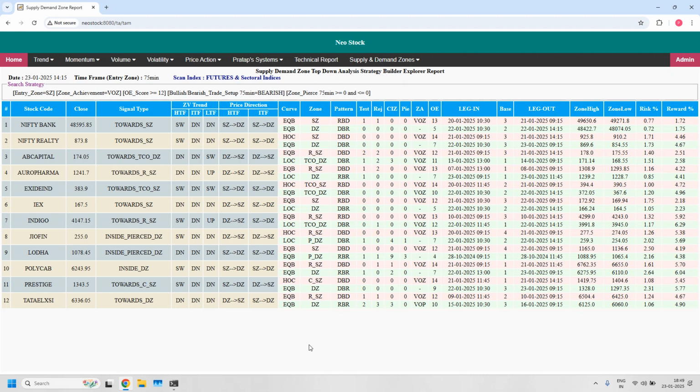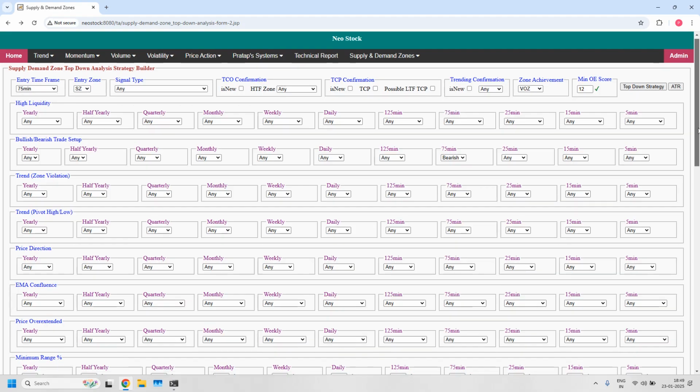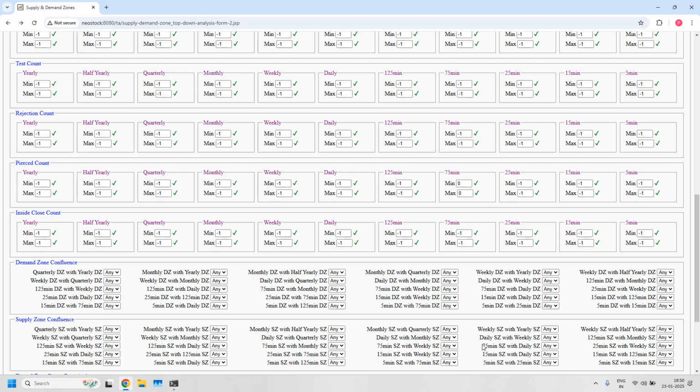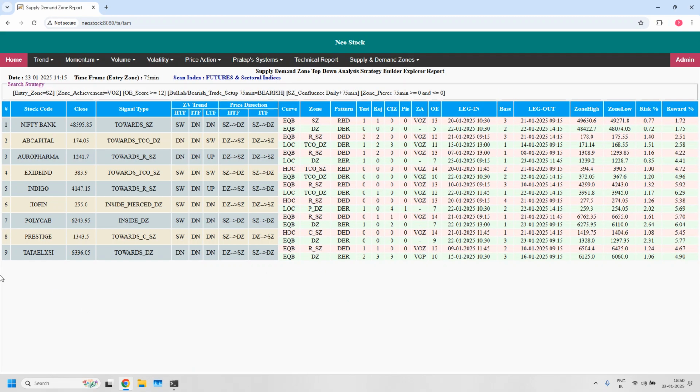First filter is LTF and ITF supply zone confluence. That is 75 minutes and daily supply zone confluence. I am enabling the filter. With this filter, now the list has come down to 9 stocks. In all these 9 stocks, these 75 minute supply zones are part of the daily supply zone. That means overlapped with daily.